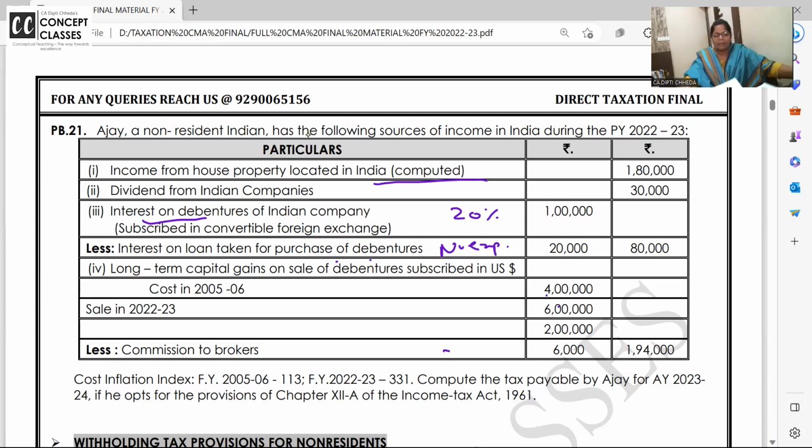हाउस प्रॉपर्टी इनकम है, ये इनकम है, वो है, तो कुछ और भी इनकम है, तो then let us compute the income and tax. They have given CII rates and all, will you give indexation? No. Will you allow the expenses? No.